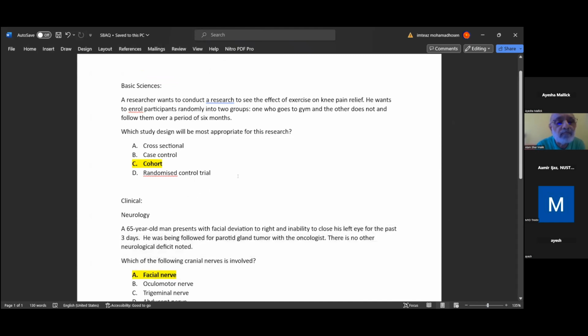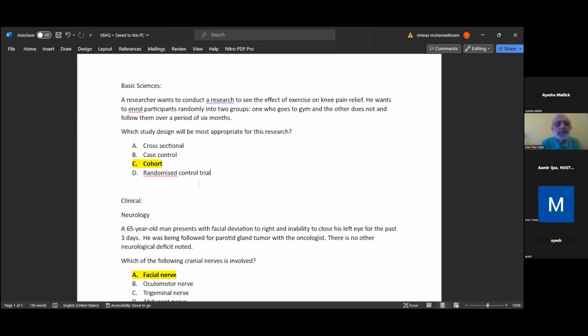Researcher wants to conduct a research to see the effect of exercise on knee pain relief. He wants to enroll participants randomly into two groups, one who goes to the gym and the other does not, and follow them over a period of 6 months. Which study design will be most appropriate for this research?